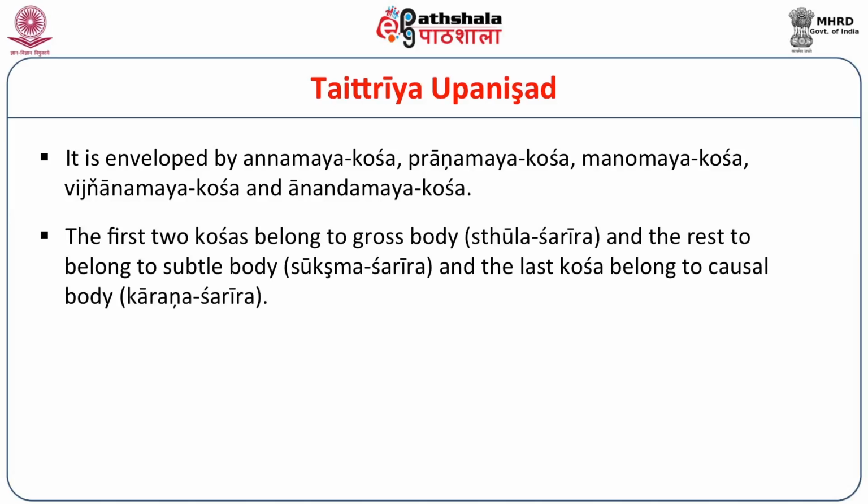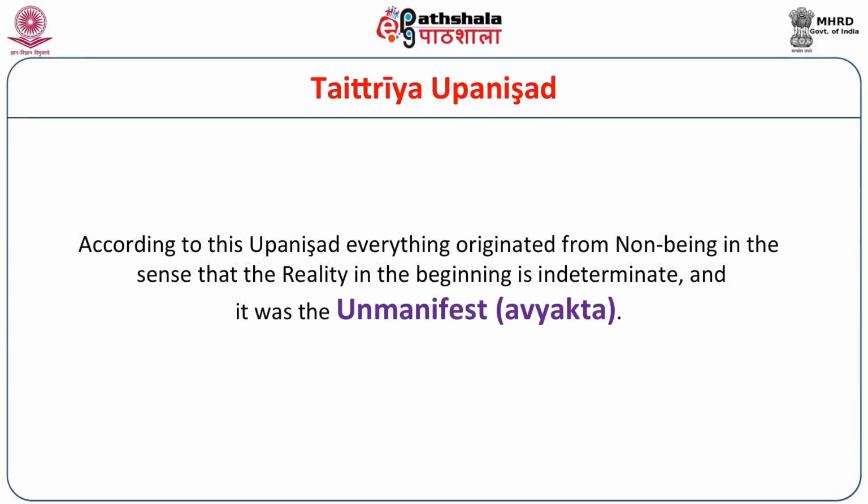The first 2 koshas belong to the gross body or Sthula Sarira, and the next 2 belong to the subtle body, Sukshma Sarira. And the last kosha belongs to the causal body, Karana Sarira. Each later stage is the Atman of the former. According to this Upanishad, everything originates from non-being, in the sense that the reality in the beginning is indeterminate, and it is the unmanifest or avyakta.